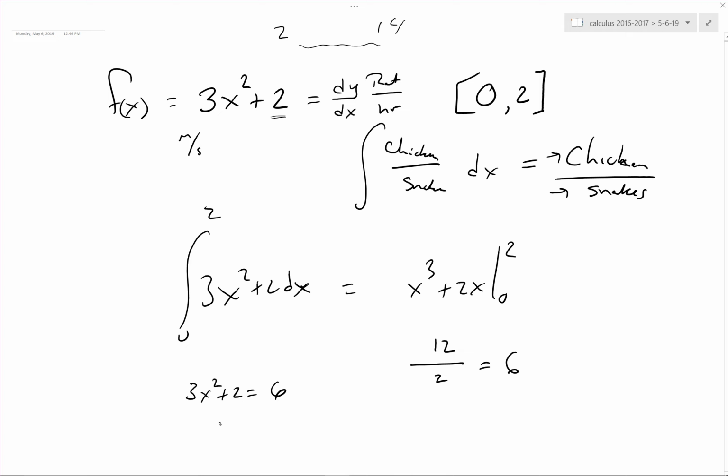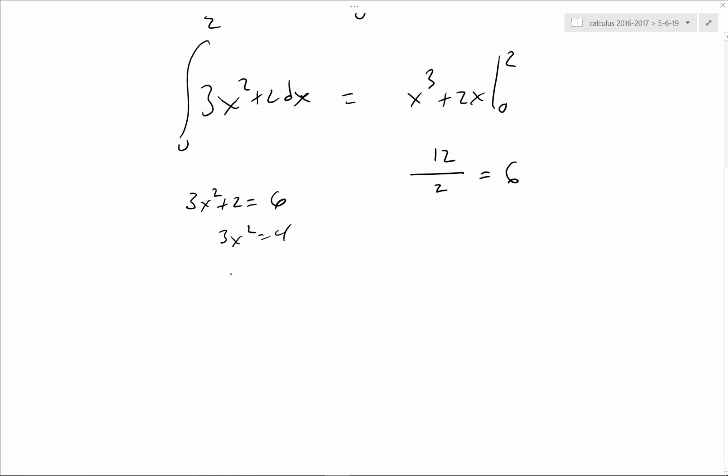So if you subtract 2, you get 3x squared equals 4. Divide by 3. Square root it. Okay. Mr. Green, I don't think I really care about the negative square root of 4/3. You're right, I don't. Why not? Because I was interested in when?